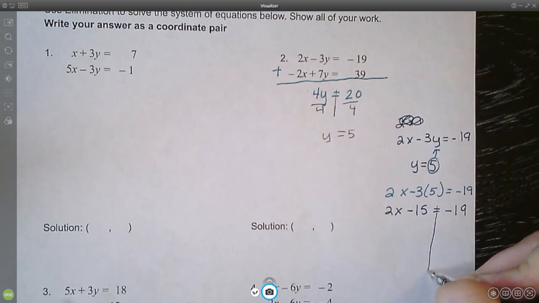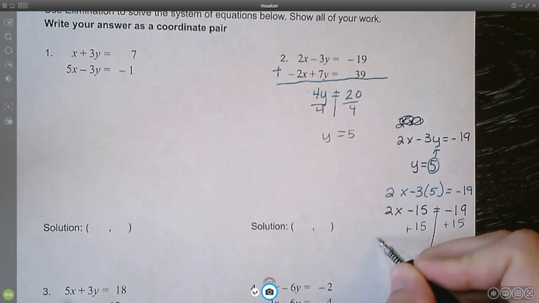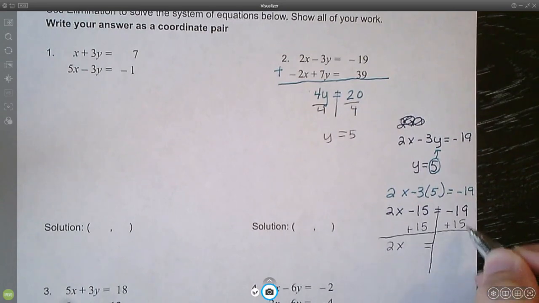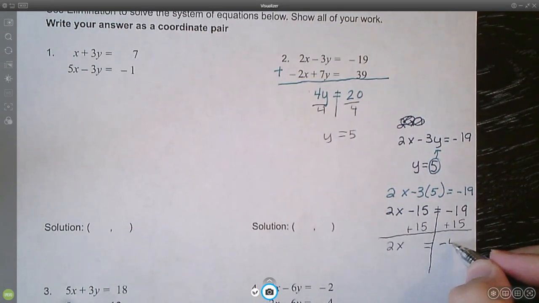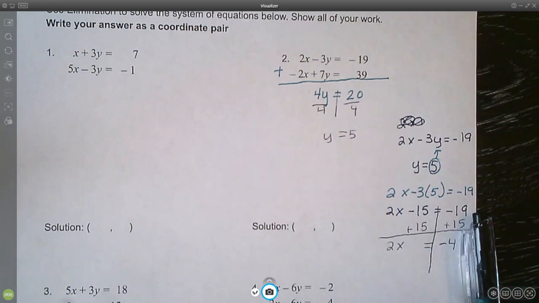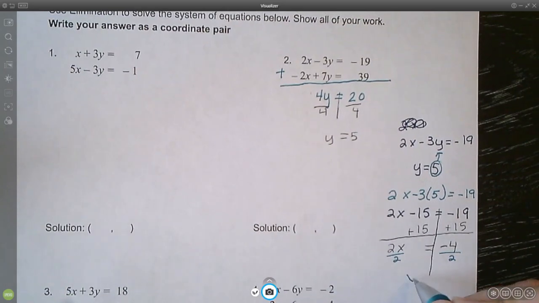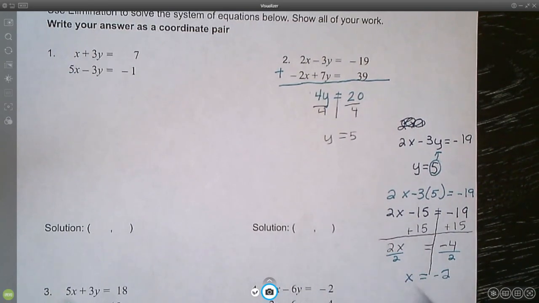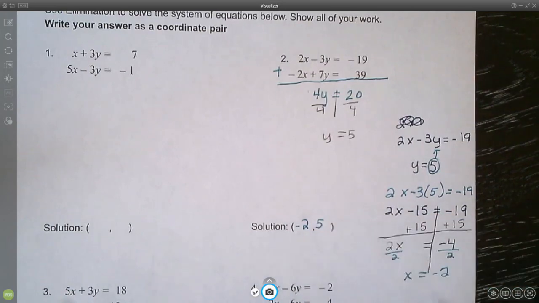We'll draw a line, and we'll add 15 to both sides. And we end up with 2x equals negative 19 plus 15, that's negative 4. And then divide both sides by 2. We'll end up with x equals negative 2. So when you write your answer as a coordinate pair, your x is negative 2 and our y is 5.